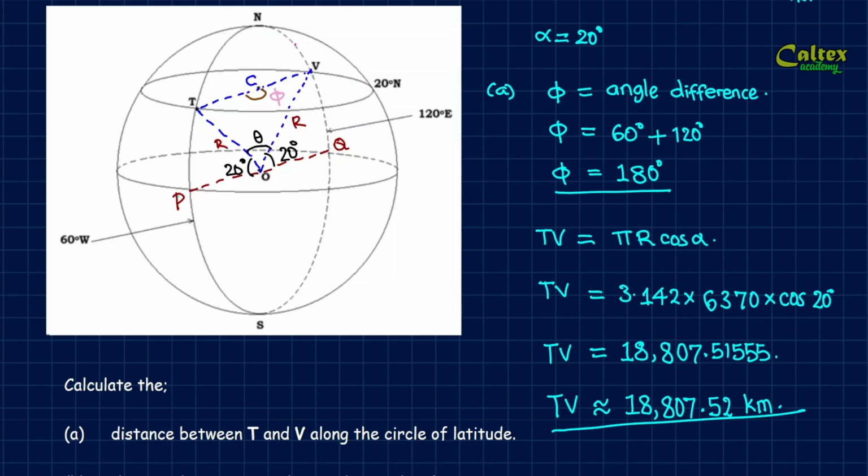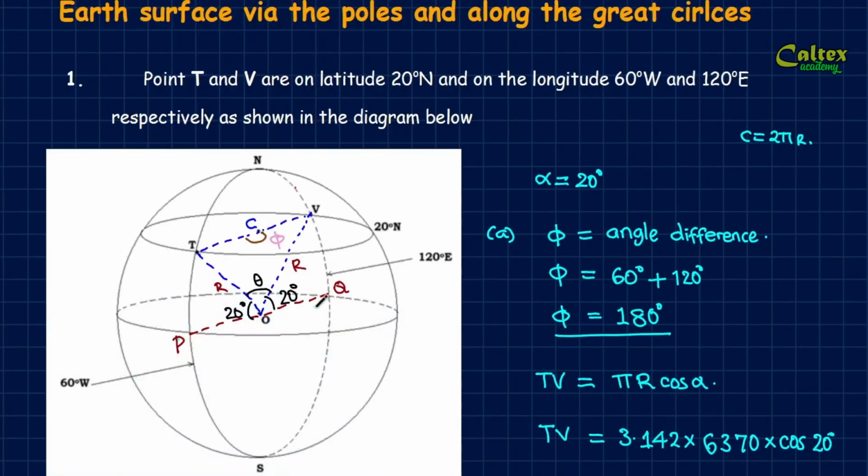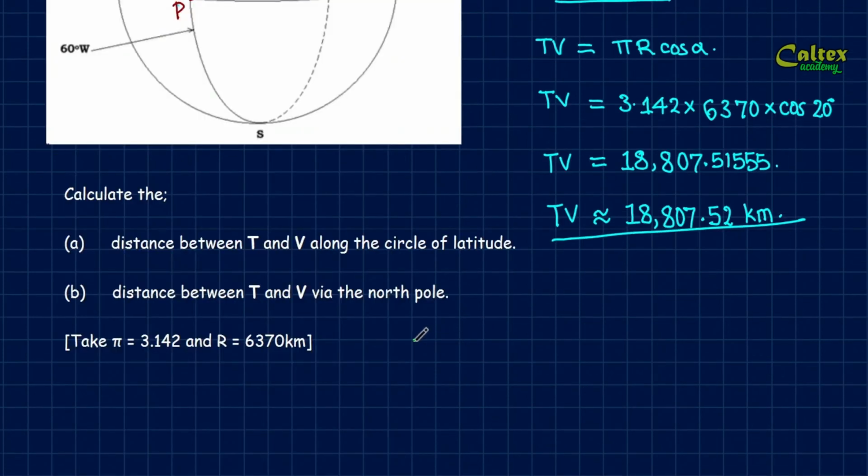So let's move on to the next question, and that is part B of the question that says, calculate the distance between T and V via the North Pole. Again, let's get back to our diagram. From our diagram, this is the distance required for us to calculate. Maybe let me highlight it. We're moving from T through N to V, and that is the distance. So we need to see, is it shorter than the distance I've just gotten, or is it longer? We first need to calculate and then compare our answer. So let's move on and have the solution for part B.